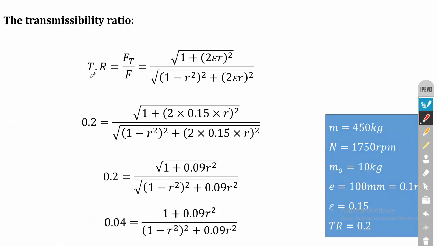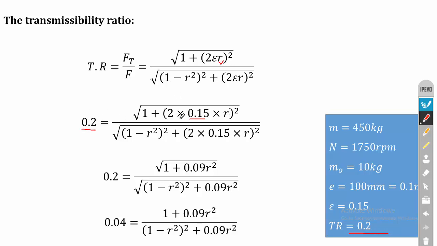So we know that TR is equal to Ft divided by F, that is equal to the square root of (1 plus (2 eta R) the whole square) divided by ((1 minus R square) the whole square plus (2 eta R) the whole square). So here the damping factor value is given as 0.15. So I have substituted it, and the R value we have to calculate. So frequency ratio we have to calculate, and the transmissibility ratio is given in the problem, it is 0.2. Okay, so we have to solve this equation.